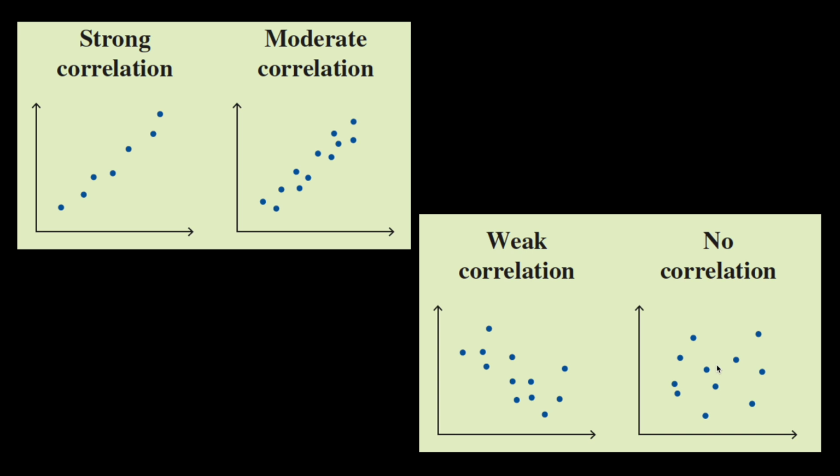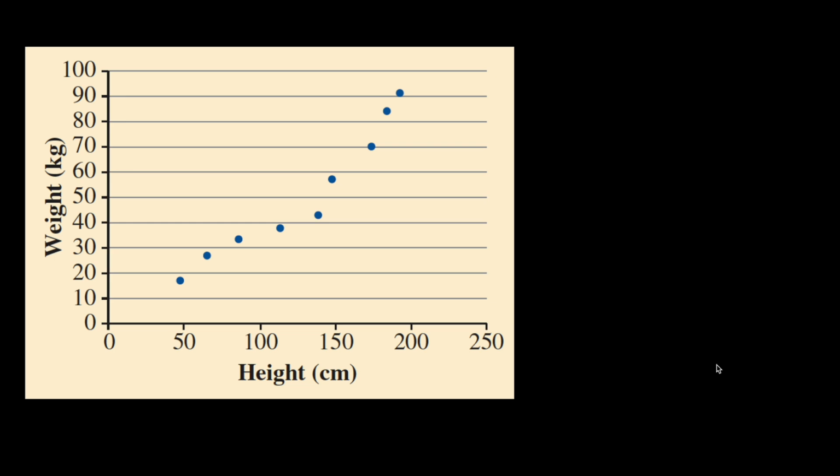Let's go through some examples. Looking at this graph here, we have the height and the weights. So obviously people have been tested, their heights have been recorded, their weights have been recorded, and they have these data points on this scatterplot. So we need to describe this.